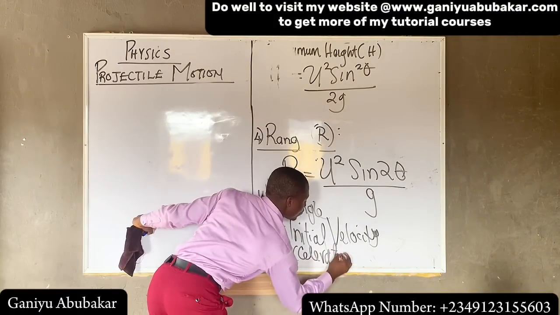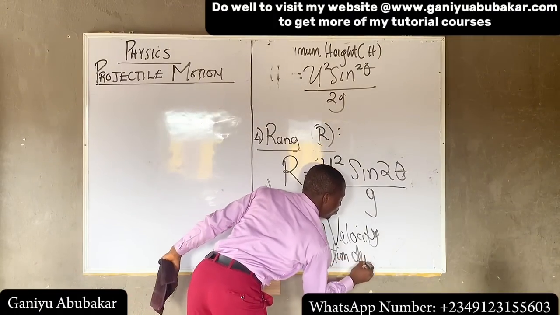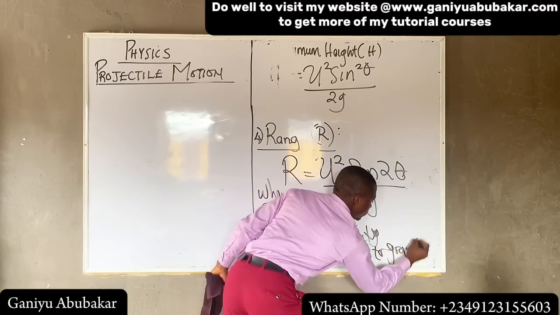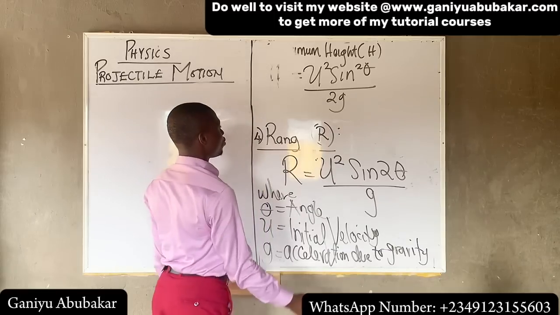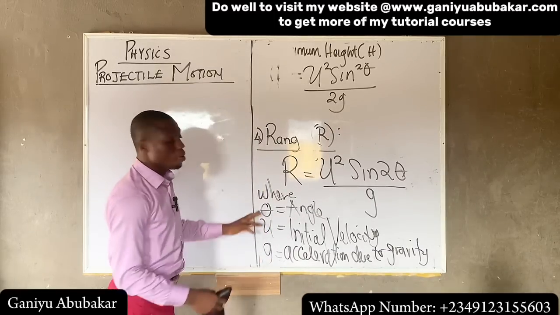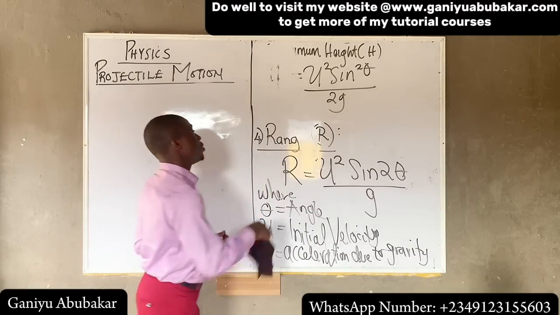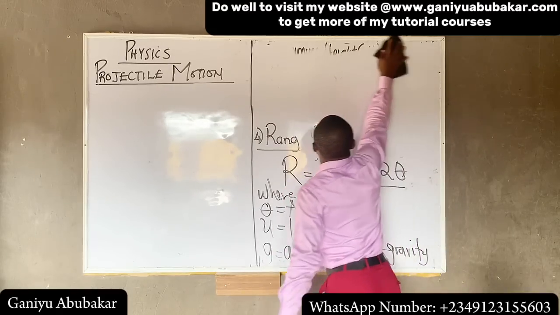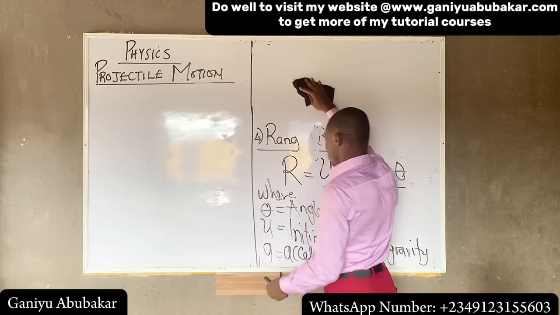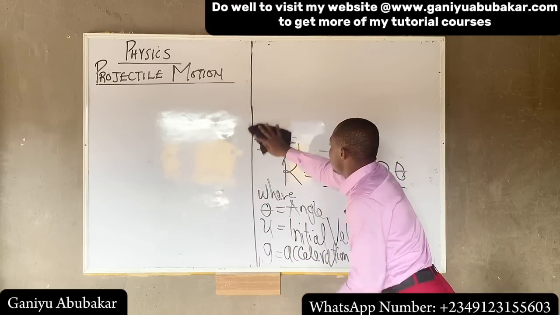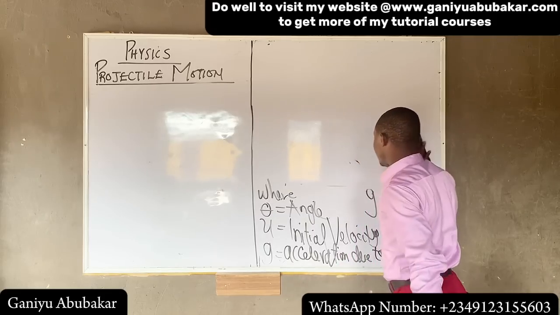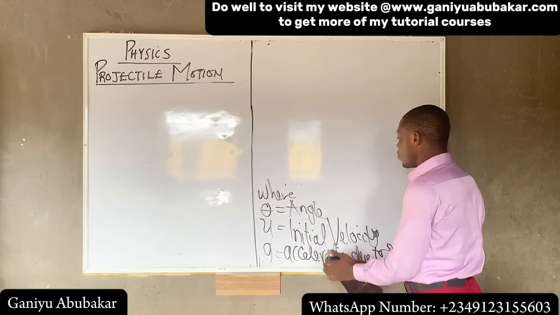Acceleration due to what? To gravity. That's all. So copy down what each parameter means, please. Note that theta is the angle there, u is the initial velocity, and finally g is the acceleration due to gravity. And by the way, this is a constant value.